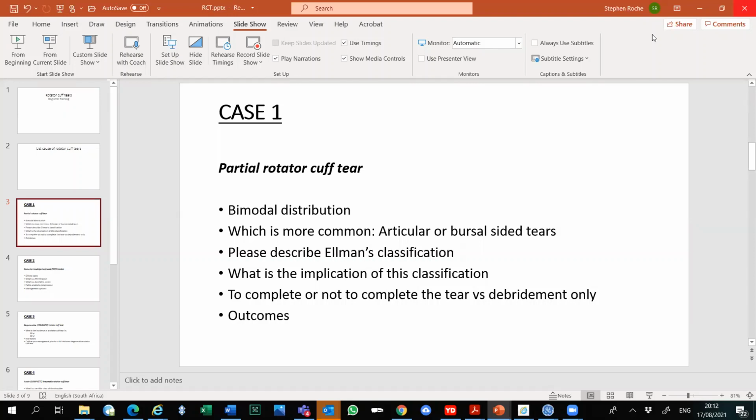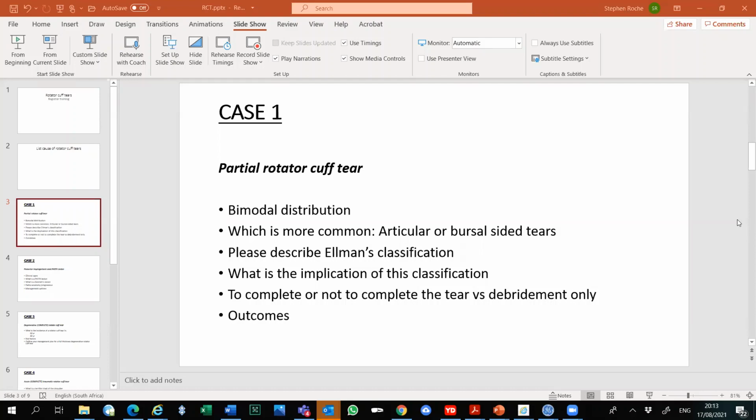Can anybody tell me what the Ellman classification is? Prof, I think the Ellman classification just determines the size of the cuff tear. So I think it should be 0 to 3 millimeters, less than 25%. 3 to 6 should be about 25 to 50. Then above 6 millimeters is 50% of the rotator cuff tear. In terms of thickness.